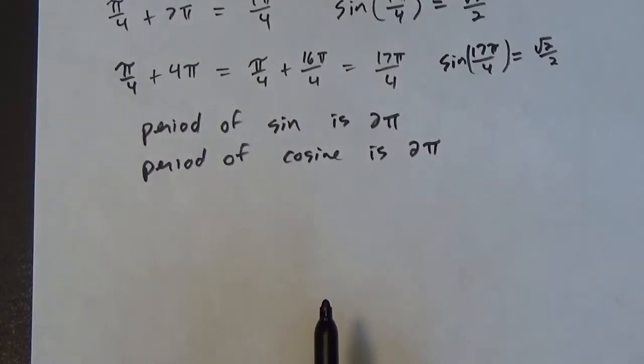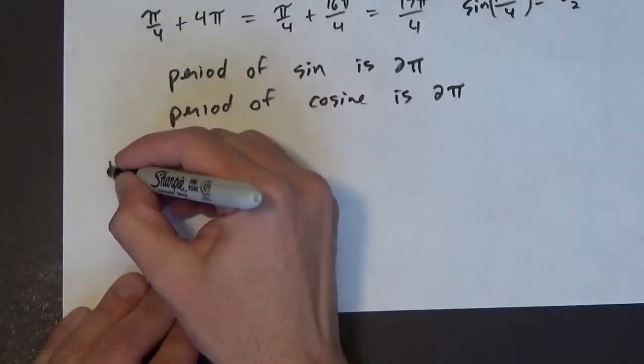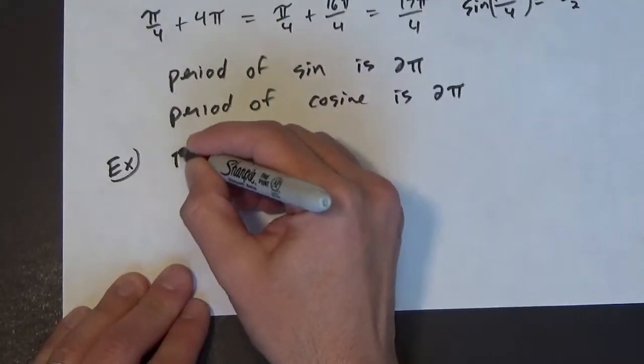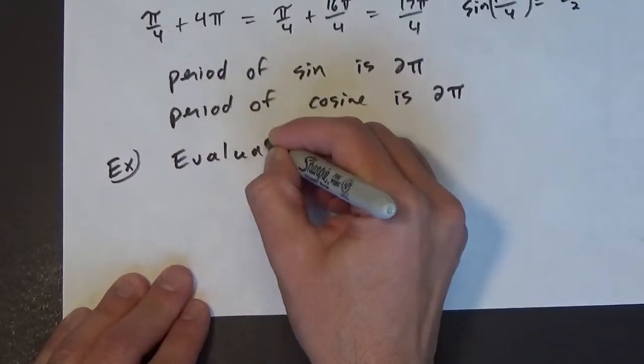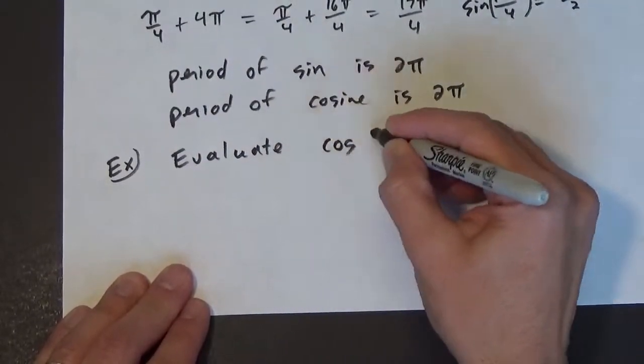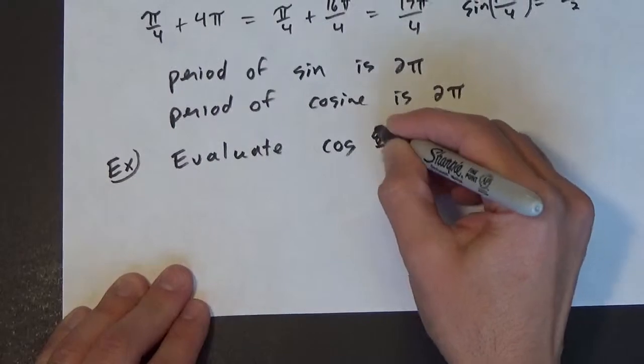Okay, so let's see how we can use this concept of the period to help us evaluate trig functions. Let's do a couple of examples. We're going to evaluate the cosine of 8 pi over 3.